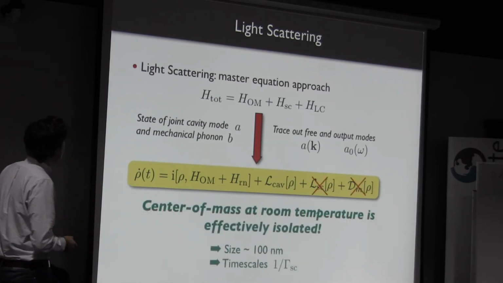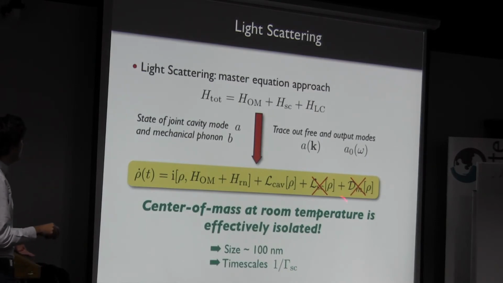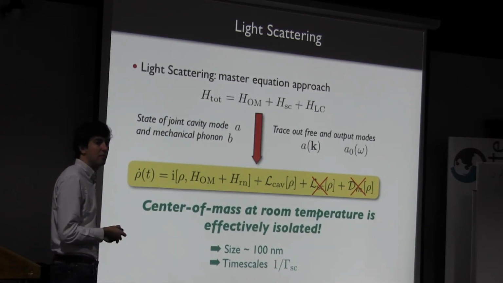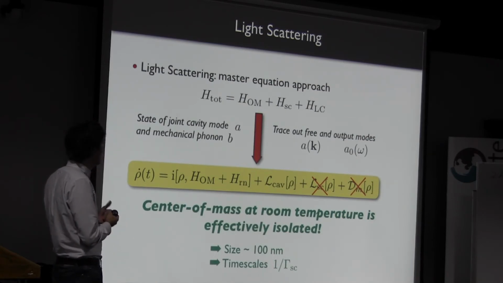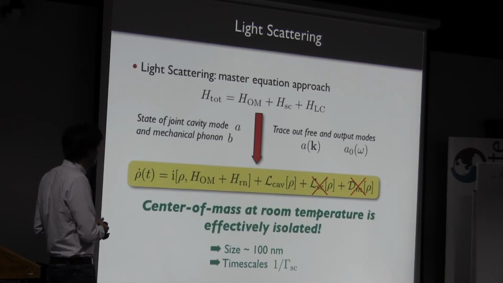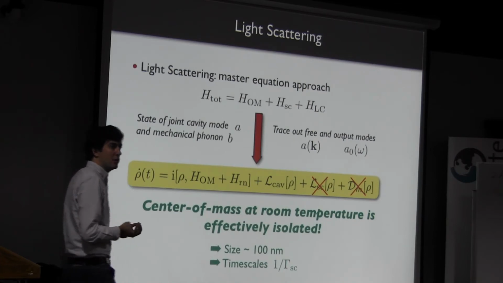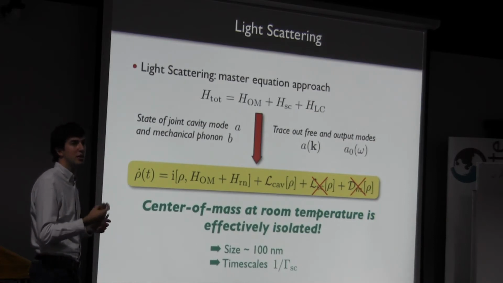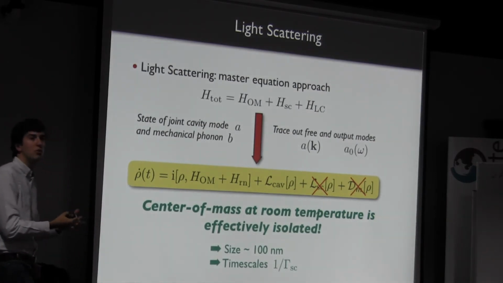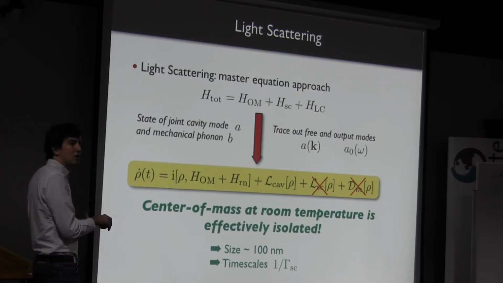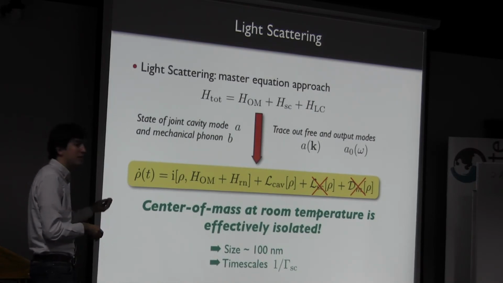But the message is that provided you have objects which are at max 100 nanometers in size, and you work in time scales 1/gamma scattering, then you can say that the center of mass at room temperature is effectively isolated from the environment. So it shows the advantage of being in a scenario similar to ions, in the discussion we had in the lecture of Peter, where somebody asked why they can cool so well with ions compared to mechanical oscillators. Here, in principle, if you would use very small spheres, then you would be in a similar scenario.